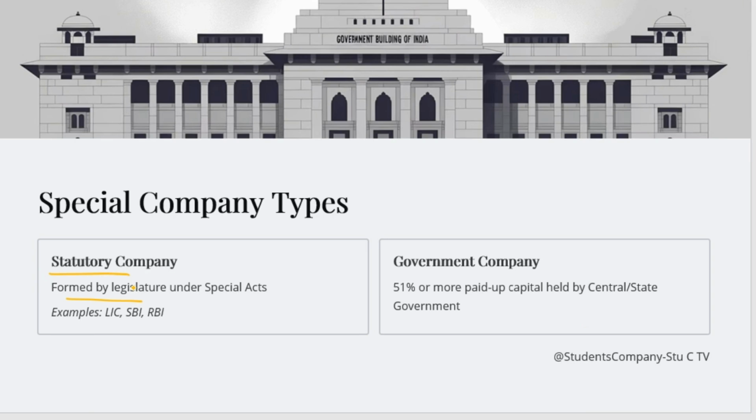And if there is the Companies Act and then there are special acts, the special act will get preference for these types of companies. Government companies are ones where the paid up capital is held by the central or state government, and if 51% or more is owned by government, then it will be a government company.